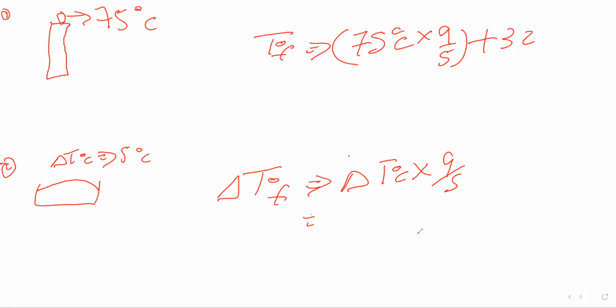So this would be 5 times 9/5. So for here, you would have 5 degrees Fahrenheit? Sorry, you won't have 5. This would be 9, because the 5 and 5 go out. You'd have 9. Make sense?